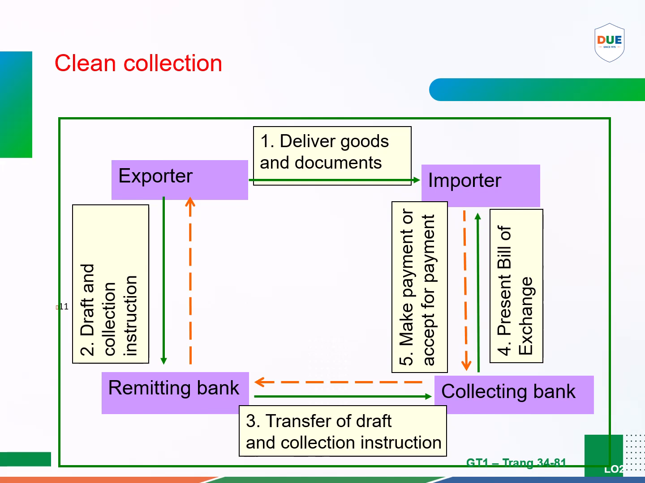The exporter's bank forwards the draft to the importer's bank for collection. The importer then pays or accepts the draft to the bank, after which the funds are transferred back to the exporter's bank and finally credited to the exporter's account. Clean collection is only suitable when there is a high level of trust between the parties and the buyer has good credit and willingness to pay.